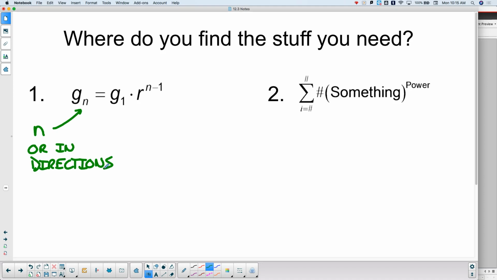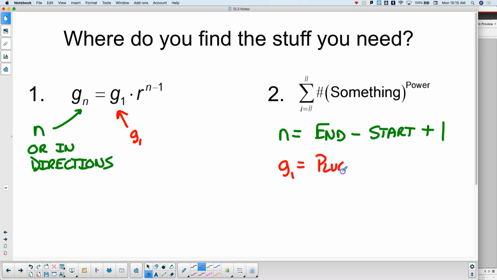On this side, remember n is my end or my top term, minus my start, or my bottom term, plus 1. When I'm just given the rule, that's G sub 1. When I'm given sigma notation, remember I have to plug the start value into my rule.